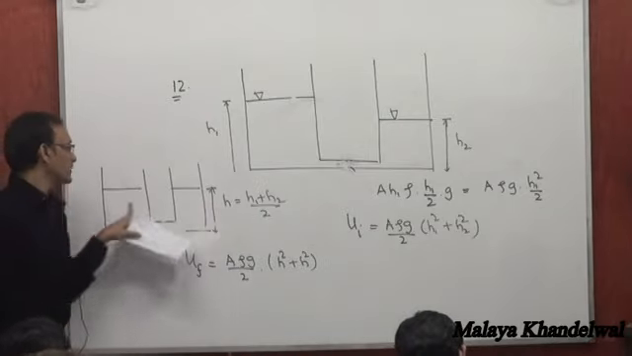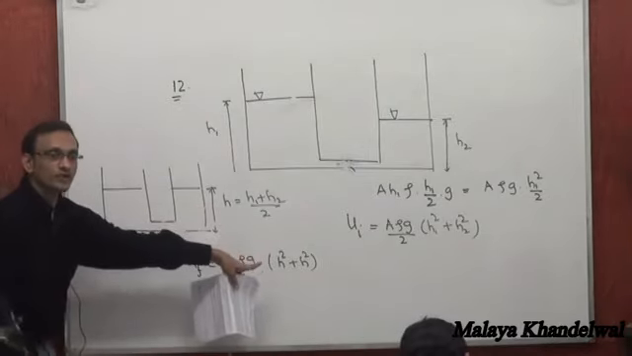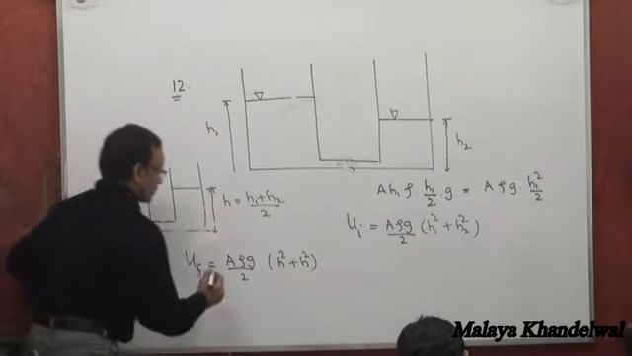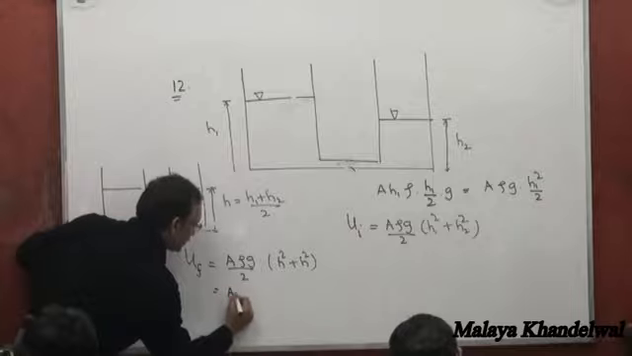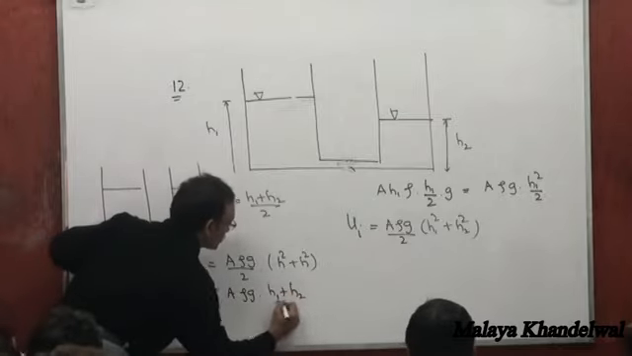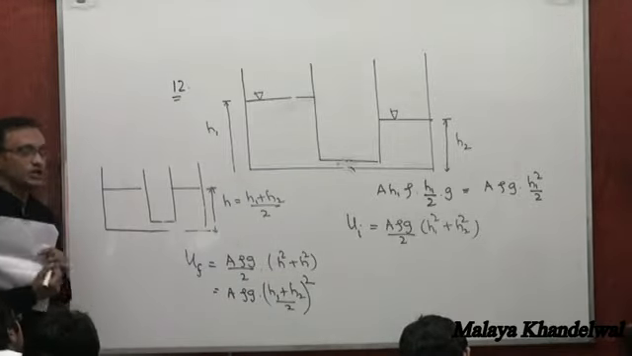H square plus H square. H square for this and H square for the same expression. That's the total final potential energy where H is this. So which is like A rho G into (H1 plus H2 by 2) whole square. That's the total final potential energy.